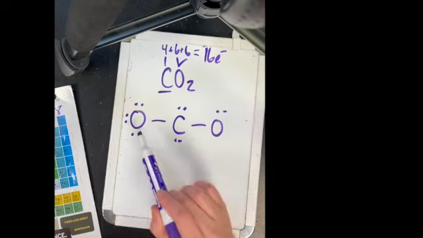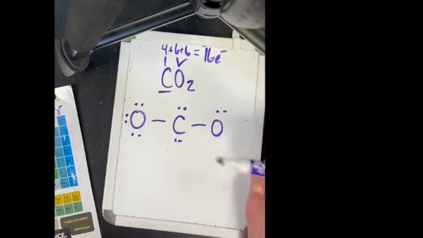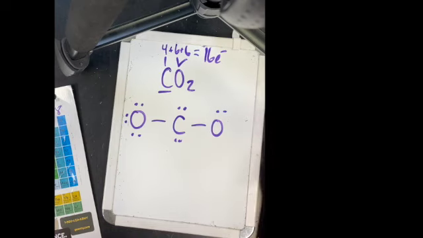Now we got to see if they're happy. That oxygen has 2, 4, 6, 8. So that carbon has 2, 4, 6, 8. That oxygen only has 4. So it is not happy. We're going to have to move these electrons around in order for them to be happy.